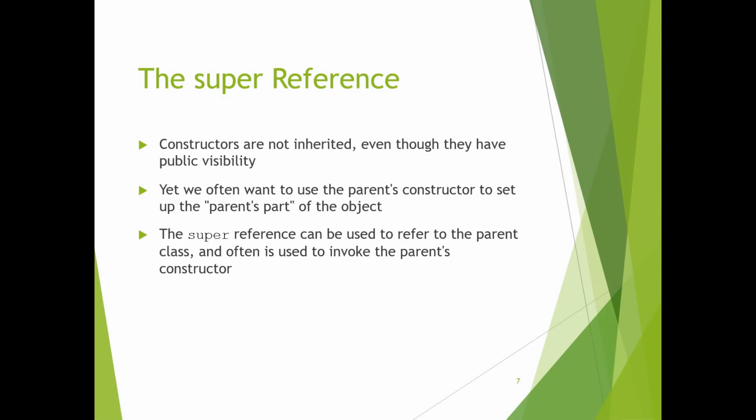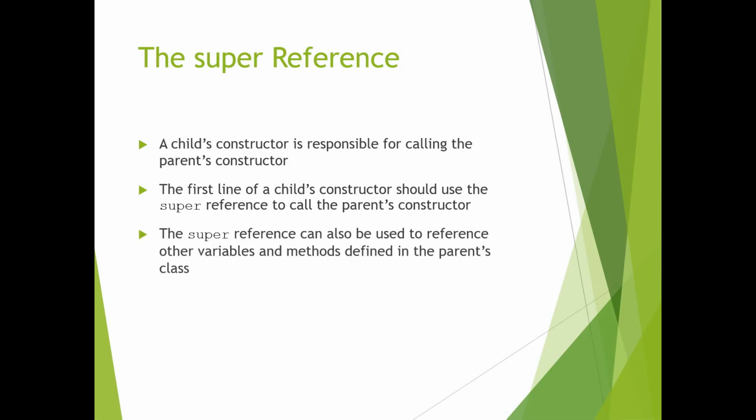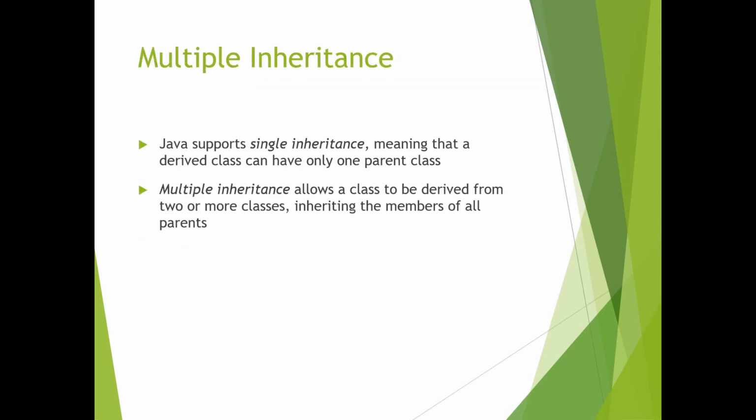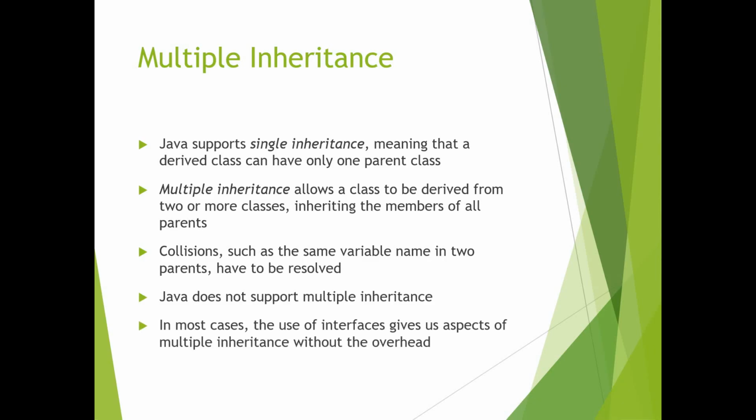We'll see this in the demo. The super reference: the child class constructor is responsible for calling the parent constructor. The first line of the child constructor must use the super reference to call the parent's constructor. The super reference can also be used to refer to other variables and methods defined in the parent class.